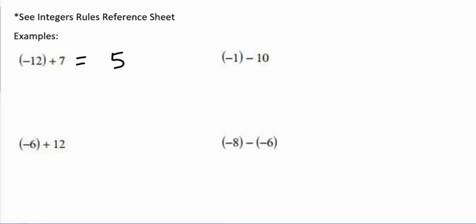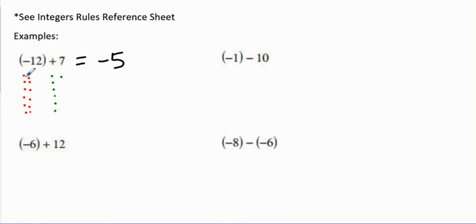And then which do I have more of? I have more negatives than I have positives. So I want to attach a negative in front there, right? So again, by token, if you wanted to look at it that way, we have 12 negatives. 1, 2, 3, 4, 5, 6, 7, 8, 9, 10, 11, 12. And I have 7 positives. 1, 2, 3, 4, 5, 6, 7.